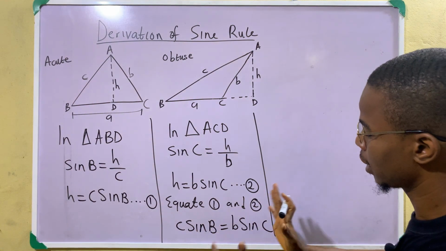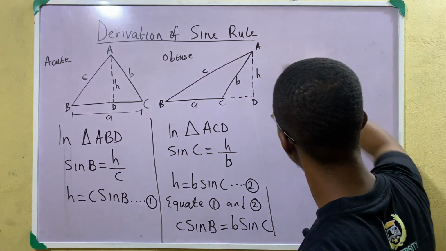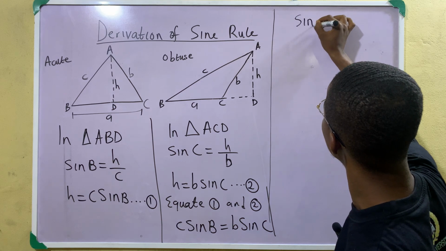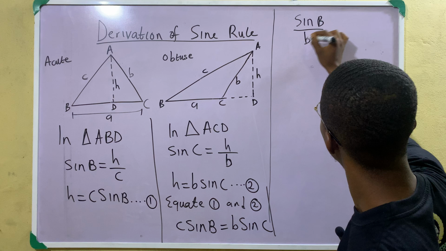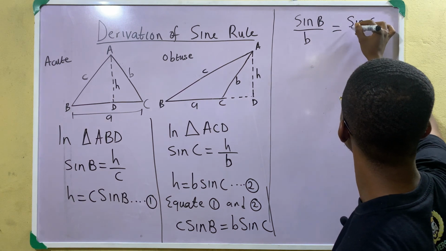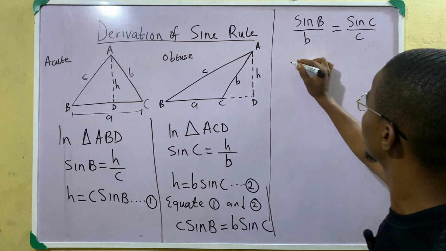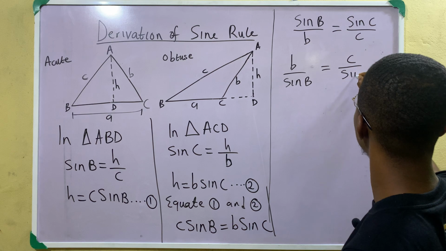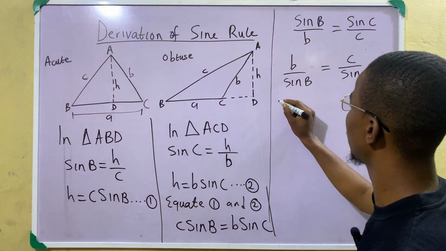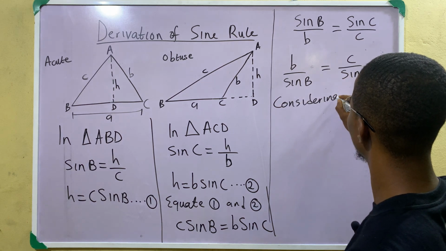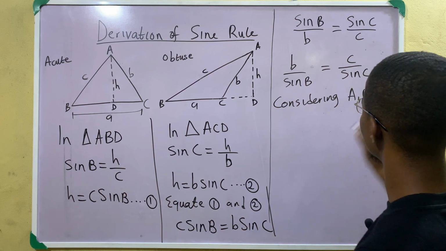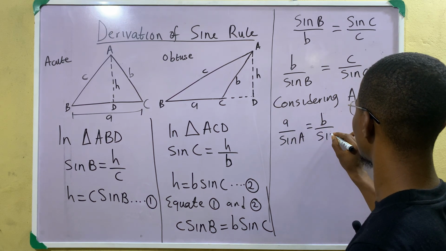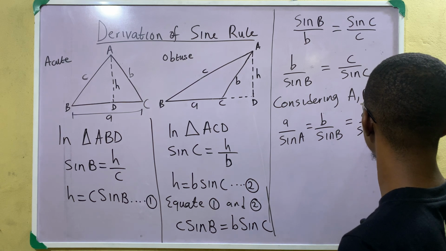So at the end, when you take like terms, you're going to have this as your final answer: sine B all over b equals sine C all over c, which can also be written as b over sine B equals c over sine C. Now, this is for just b and c, but if we consider a, b, and c, the final equation will be a over sine A equals b over sine B equals c over sine C.